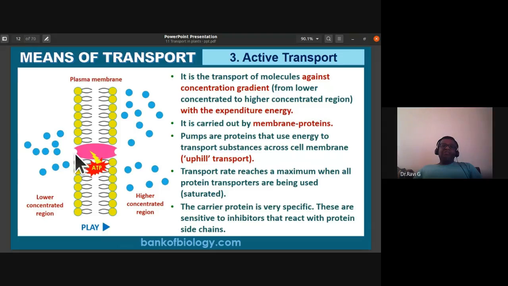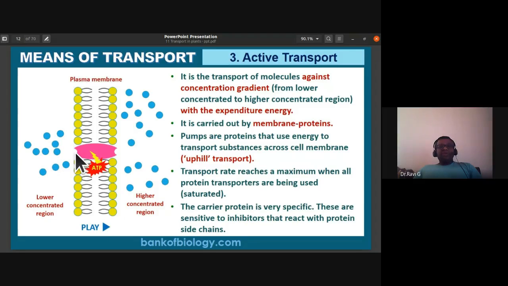Again, the transport rate reaches a maximum when all the protein transporters in the membrane, that is the plasma membrane, are being used. So they reach the saturation point. The transport rate of active transport will reach maximum when all the protein transporters are being used on the plasma membrane.